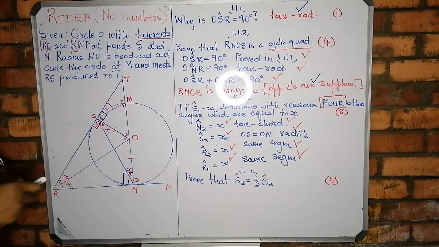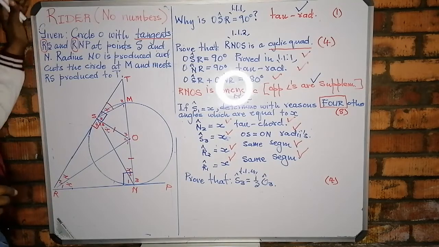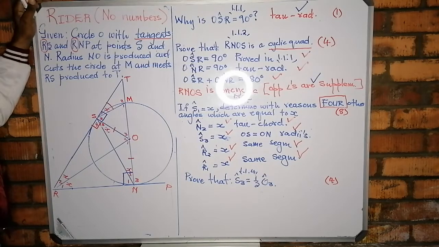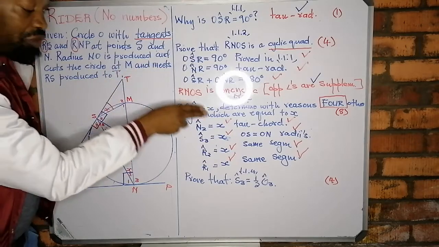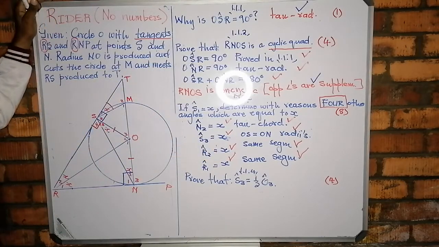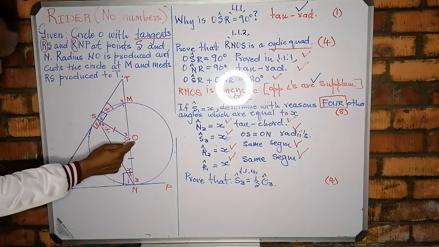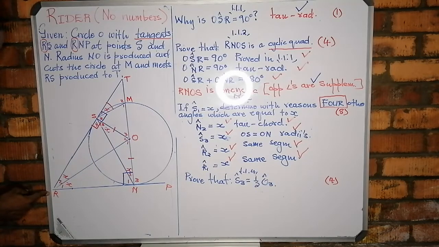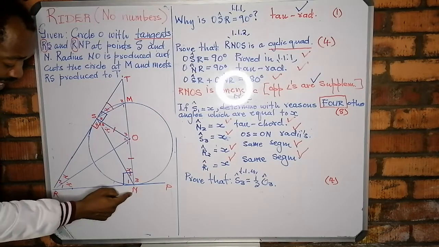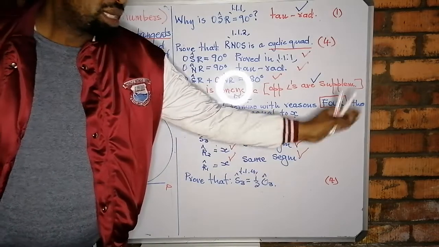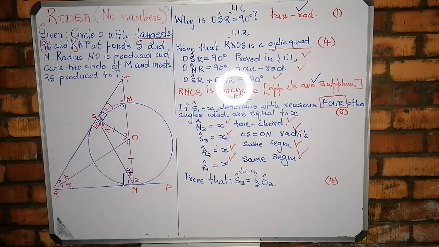My beautiful people, if I was the examiner here, I would have said to you, instead of saying, give me 4 angles which are equals to X, I would have made it a bit challenging by saying, prove that OR bisects angle SRN. For how many marks? I would have said 8 marks. Show me that OR is bisecting angle SRN.